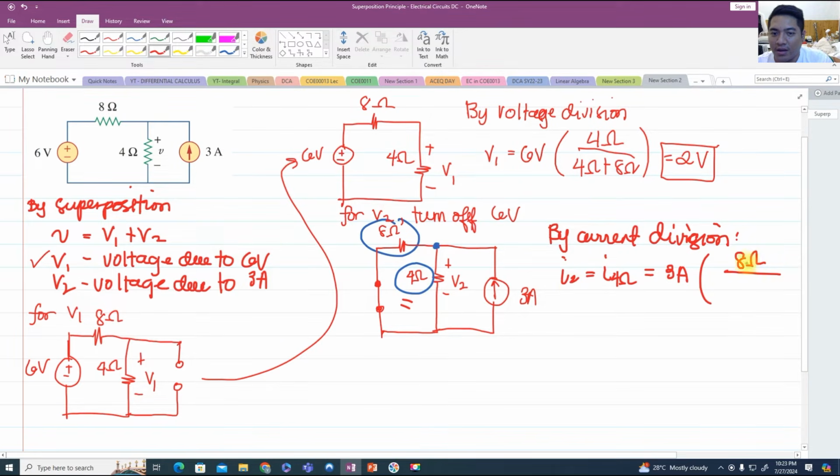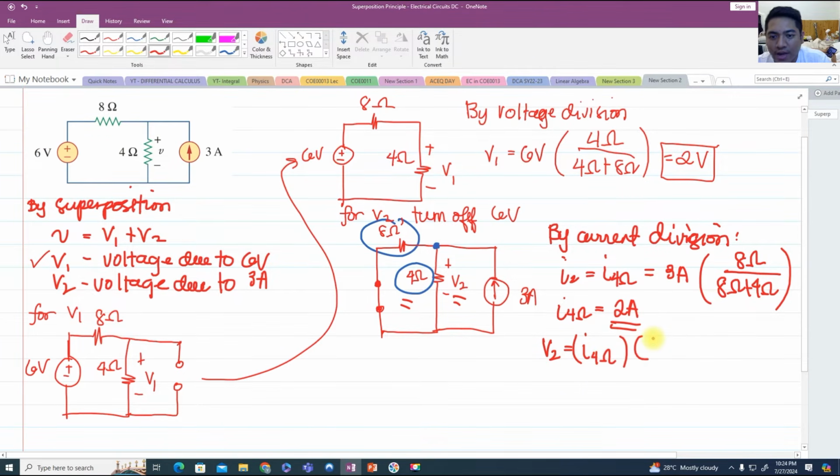So we put the numerator on the other resistor that is parallel to the 4 ohms. So you have 8 ohms plus 4 ohms still. If we do this, the current through the 4 ohm resistor, in our calculator, would be 2 amperes. But we wish to get V2. We have V2, we know the current through the 4 ohms, multiplied by simply the resistance, which is 4 ohms. So this is 2 amperes multiplied by 4 ohms, so that would be 8 volts.